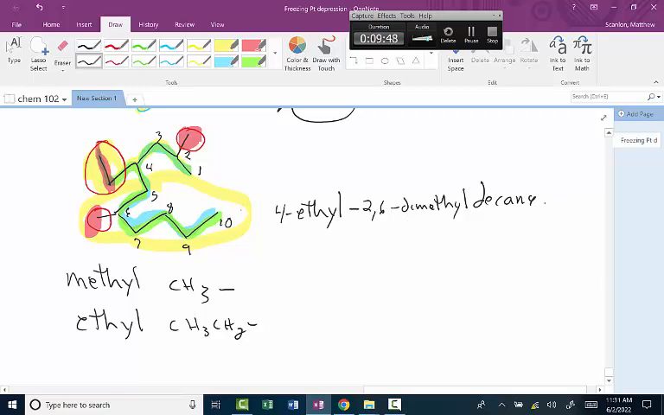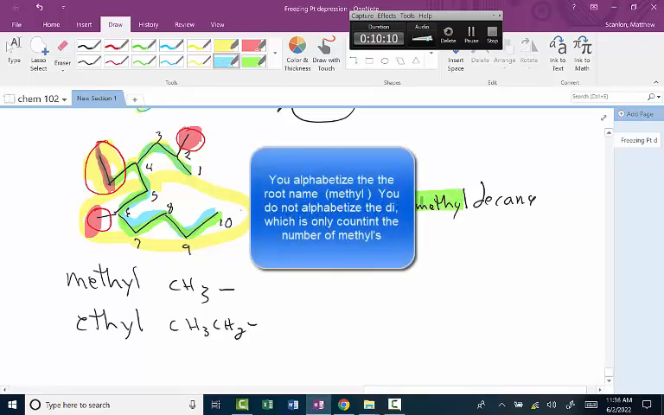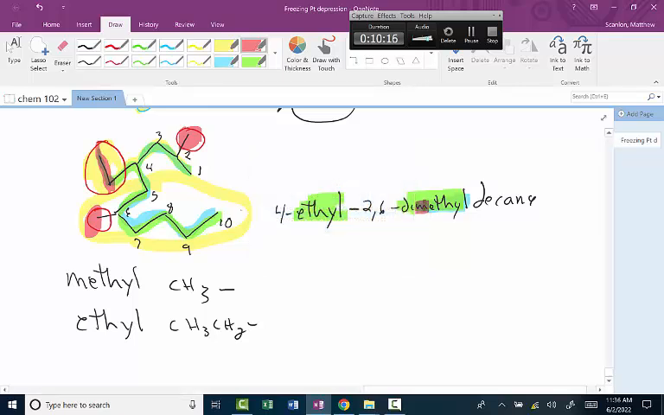Pretty simple. Now, I'm never going to take off, but in the homework and on the multiple choice, you have to be careful. These have to be in alphabetical order. Just to make this clear, it's not the di that alphabetizes it, it's the methyl. Okay, so ethyl comes first because it's lower in the alphabetical order, then methyl comes second.